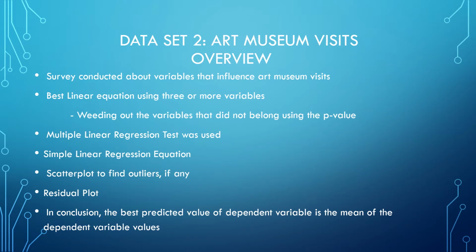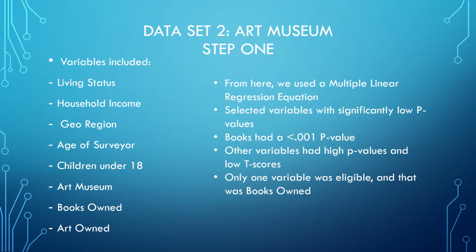of the independent variable. The variables given to us were living status, household income, georegion, age of surveyor, children under 18, art museum, books owned, and art owned. With the multiple linear regression equation, we selected the significantly low p-values, which was the number of books owned, which had less than 0.001 p-value. The other variables had higher p-values and lower t-scores than needed.